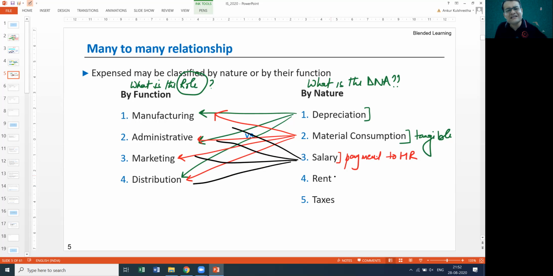Rent, compensation for any house property, any building. So if it's a factory on rent, it's manufacturing. Corporate office on rent, admin. A warehouse on rent, distribution. You see, again, you can draw some merit.